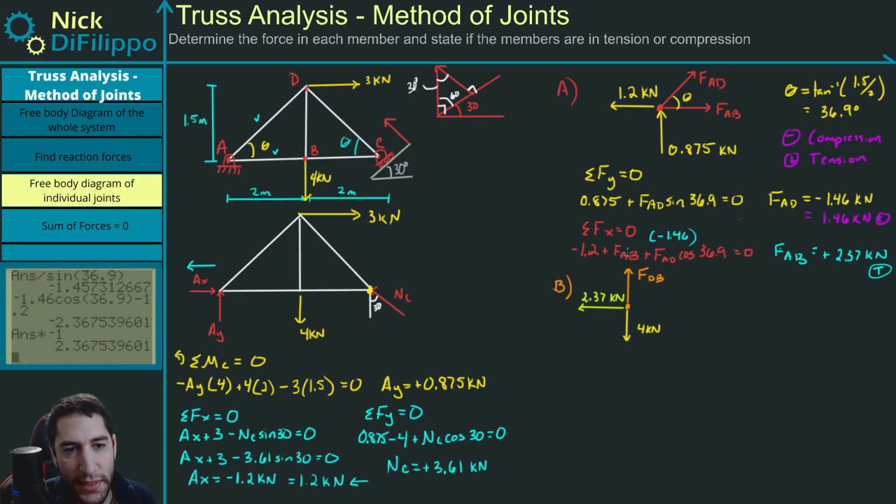We don't know FDB, so FDB is pointing upwards. It's in tension, we assume it's in tension. And we don't know what FBC is. Again, we assume it's in tension. So these are the forces I have.